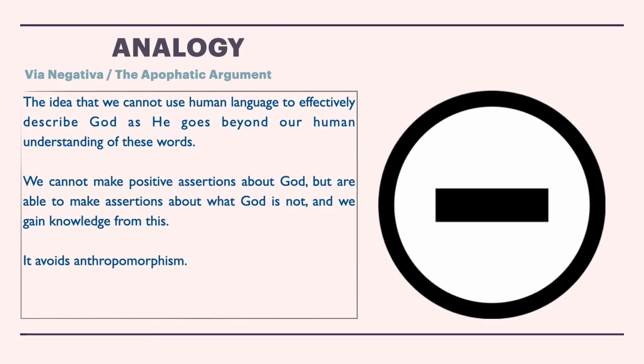Again, the aim of this is to avoid anthropomorphism, attributing human language and parts to God. One of the problems with the via negativa, however, is especially for a believer like a Christian, if you go to the Holy Scriptures, the Bible talks very positively about God. A very simple example is when it says God is love. So the via negativa seems to avoid a very Christian tradition here.